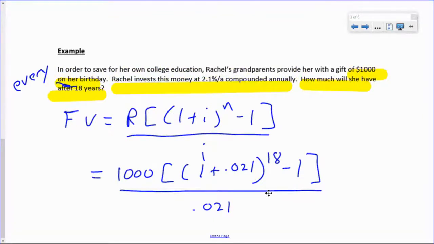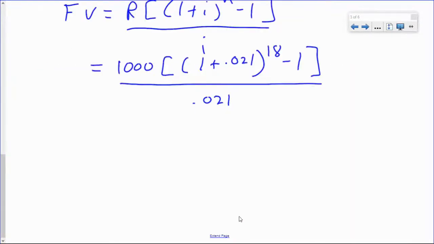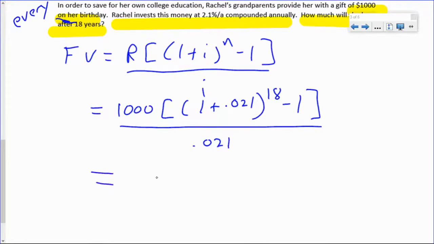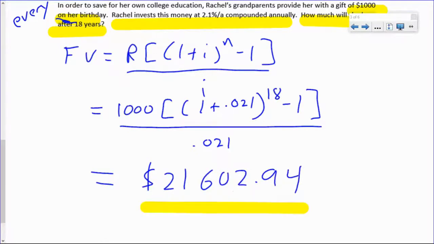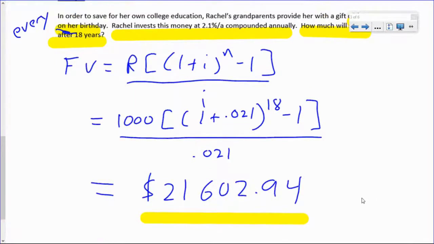If you type all that into your calculator, you should find that you get $21,602.94. That should seem reasonable because if they gave her $1,000 every year for 18 years, that's $18,000. But instead of having $18,000, she has $21,000. Why? Because she made over $3,000 in interest.